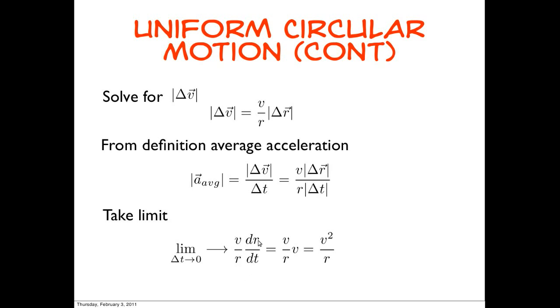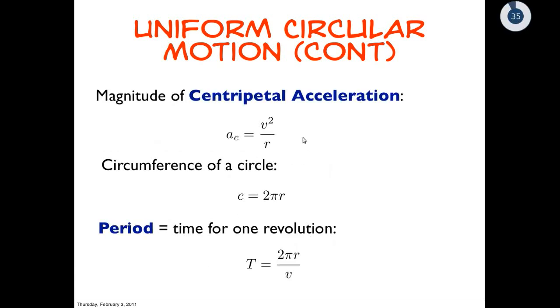We know that dr dt is equal to the instantaneous velocity. So this gives us v over r times v, which is equal to v squared over r. This quantity is known as the centripetal acceleration. a_c is equal to v squared over r. Centripetal means center seeking. Notice the centripetal acceleration is a magnitude.